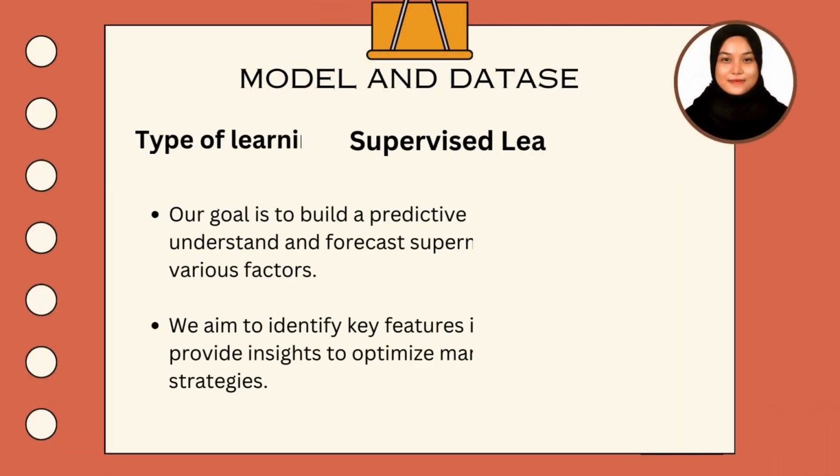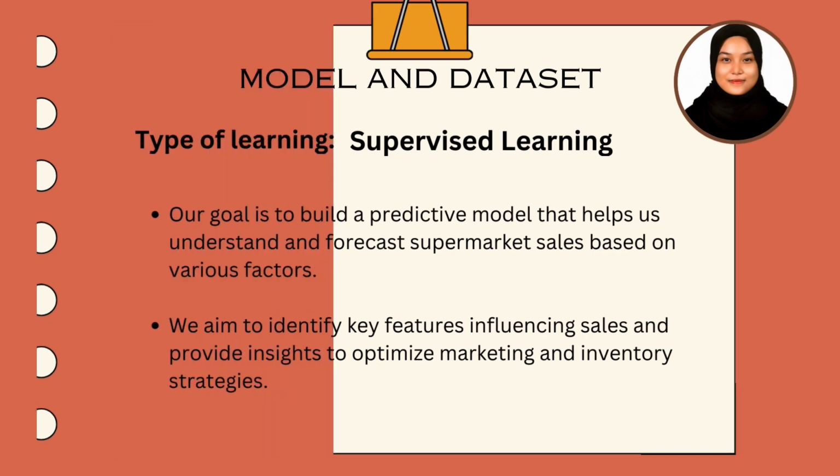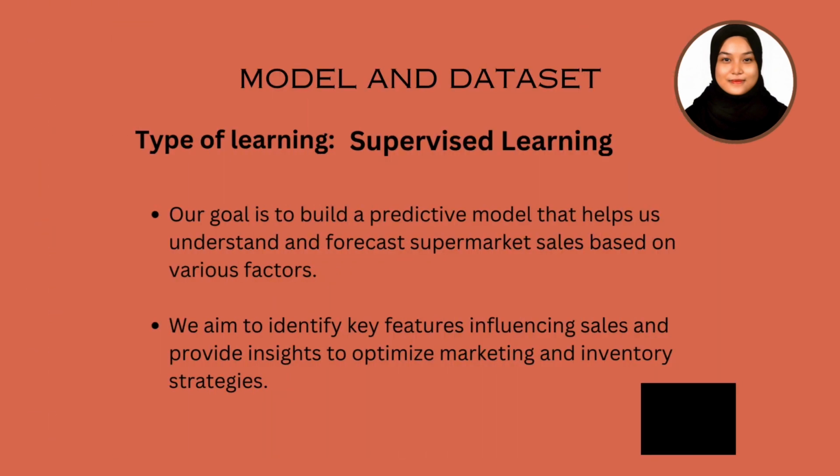Part 1, model and dataset. The type of learning is supervised learning. Why we choose supervised learning is that our goal is to build a predictive model that helps us understand and forecast supermarket sales based on various factors. We aim to identify key features influencing sales and provide insight to optimize marketing and inventory strategies.